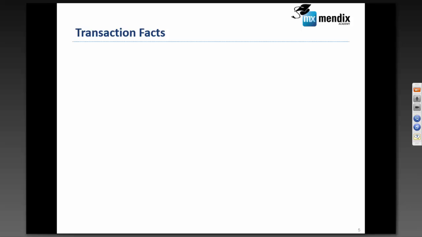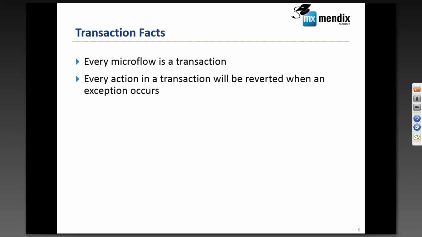Some facts about these transactions: every microflow is a transaction. So regardless of big, small, multiple nested microflows, at the end of the day, you should really have one big transaction that's processing all of the data manipulation and CRUD operations against your database. By default, every action in a transaction will be rolled back when an exception occurs. So if you're ever processing information, you're going deep into subflows and such, if you hit an exception and it's not being handled, everything from start to finish will be rolled back and you'll be back at the beginning state of your objects.